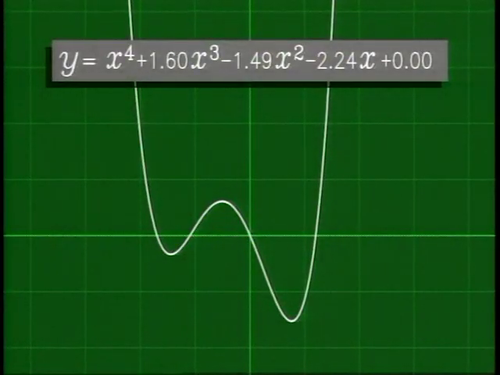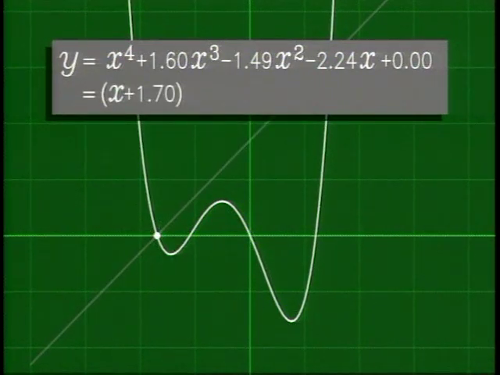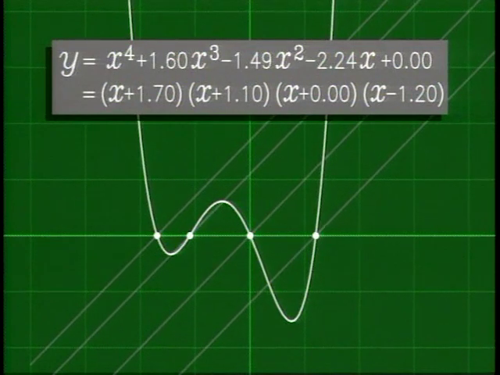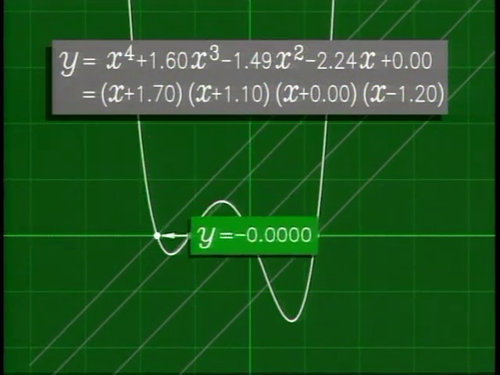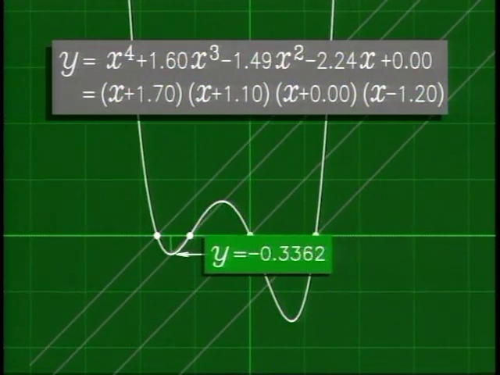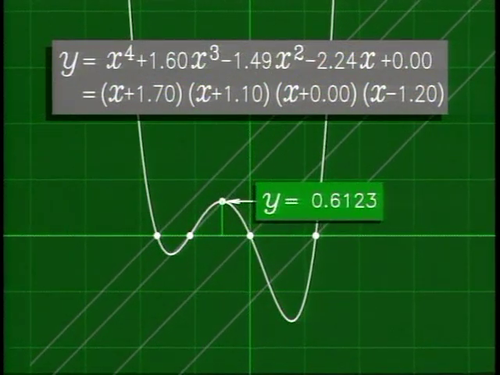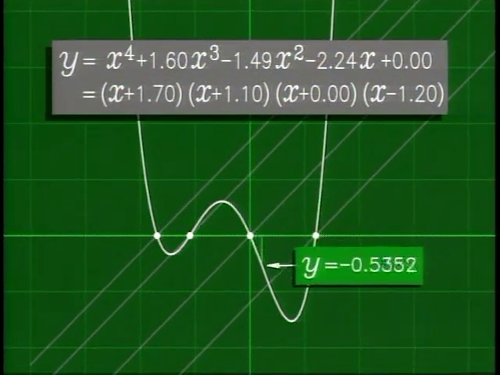Here's a graph of a polynomial of degree 4 with 4 distinct real zeros. This polynomial can be factored as a product of 4 linear factors, and each factor corresponds to a zero. The shape of the graph is basically the same for all polynomials with 4 distinct real zeros. Between two consecutive zeros, there's a valley or a peak, or another valley.